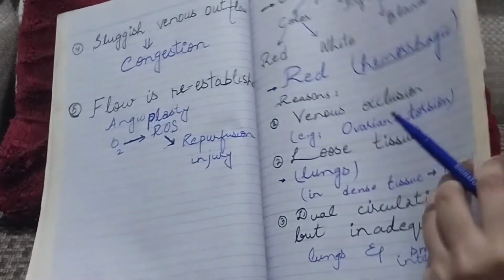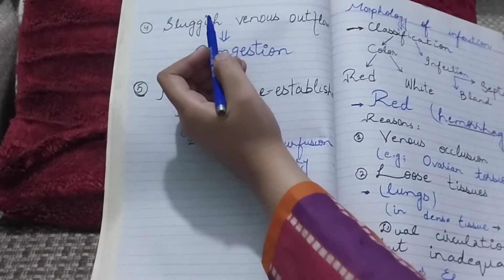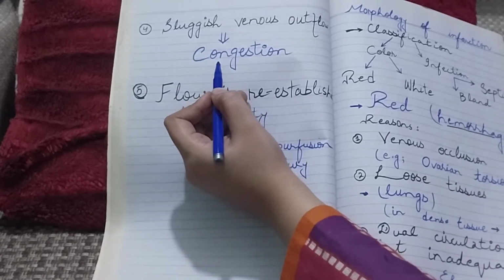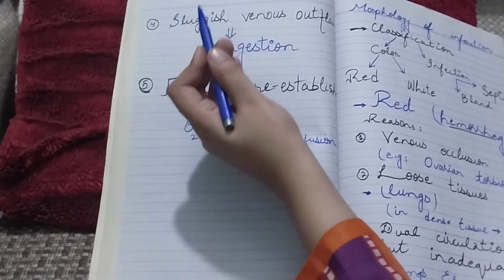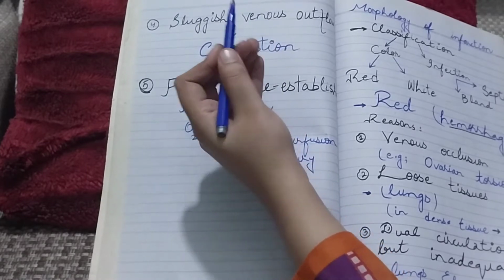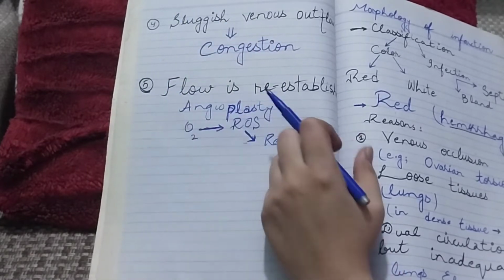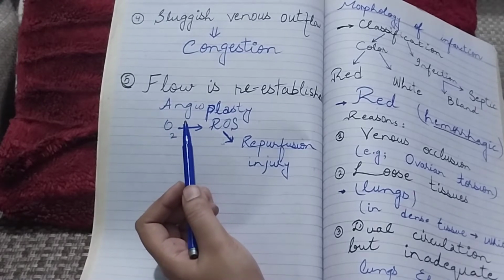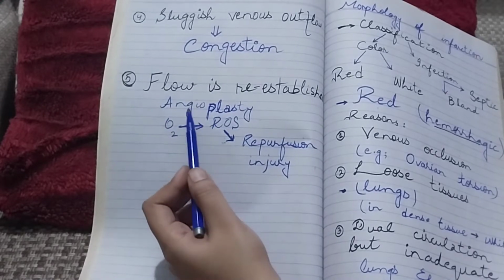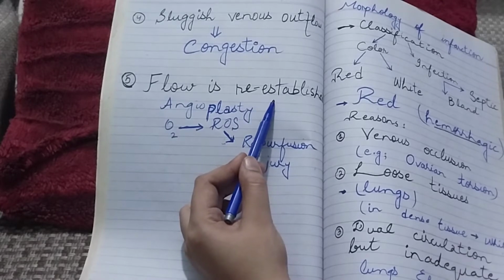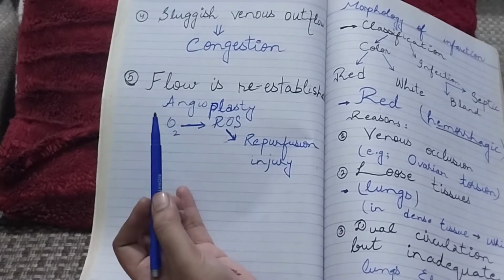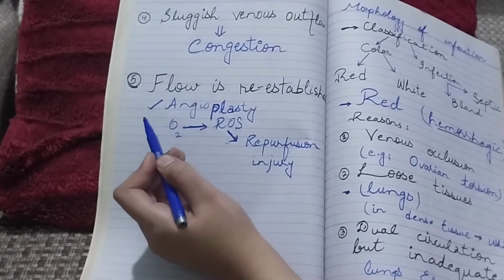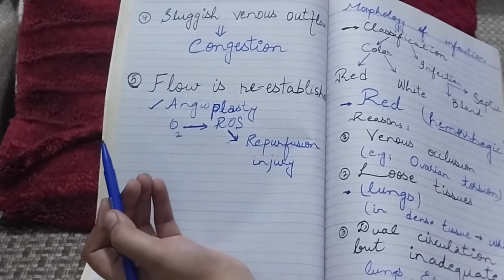If venous outflow is sluggish, we know the result will be congestion. So, red infarcts occur in previously congested tissues. Next point where red infarcts occur is when flow is re-established after infarction has occurred, like you can say after angioplasty of an arterial obstruction.